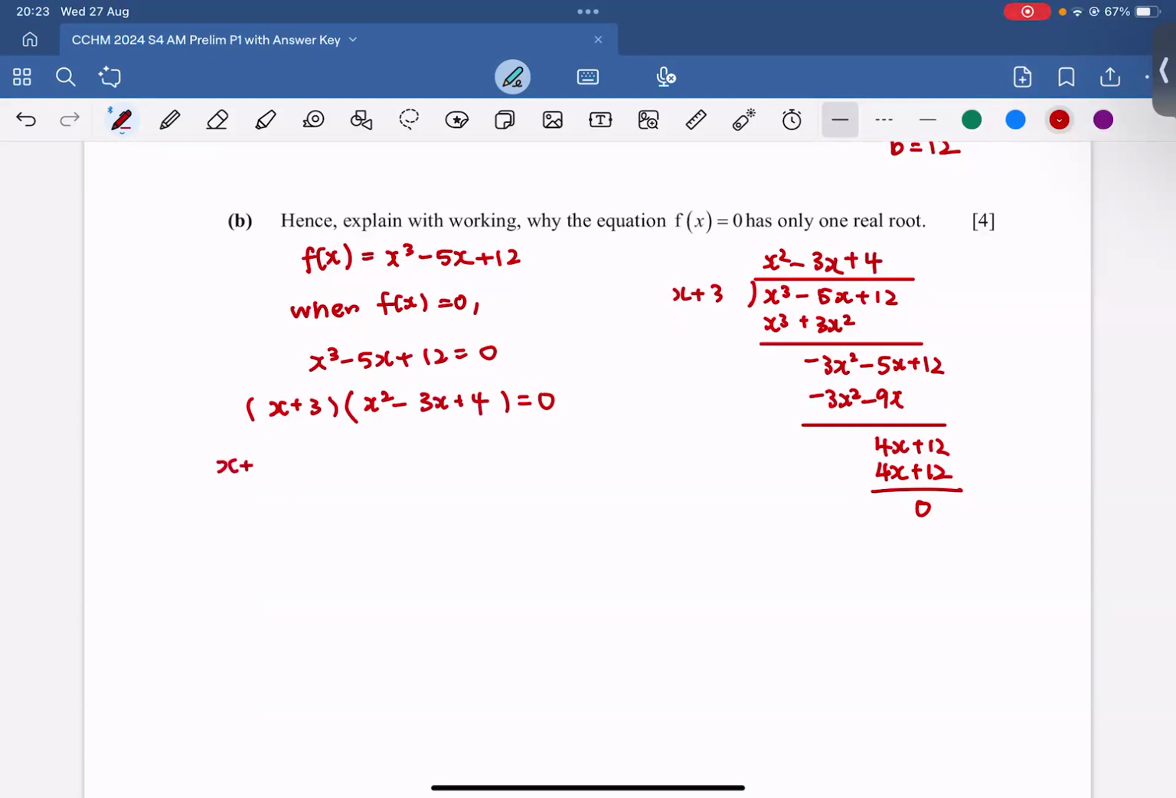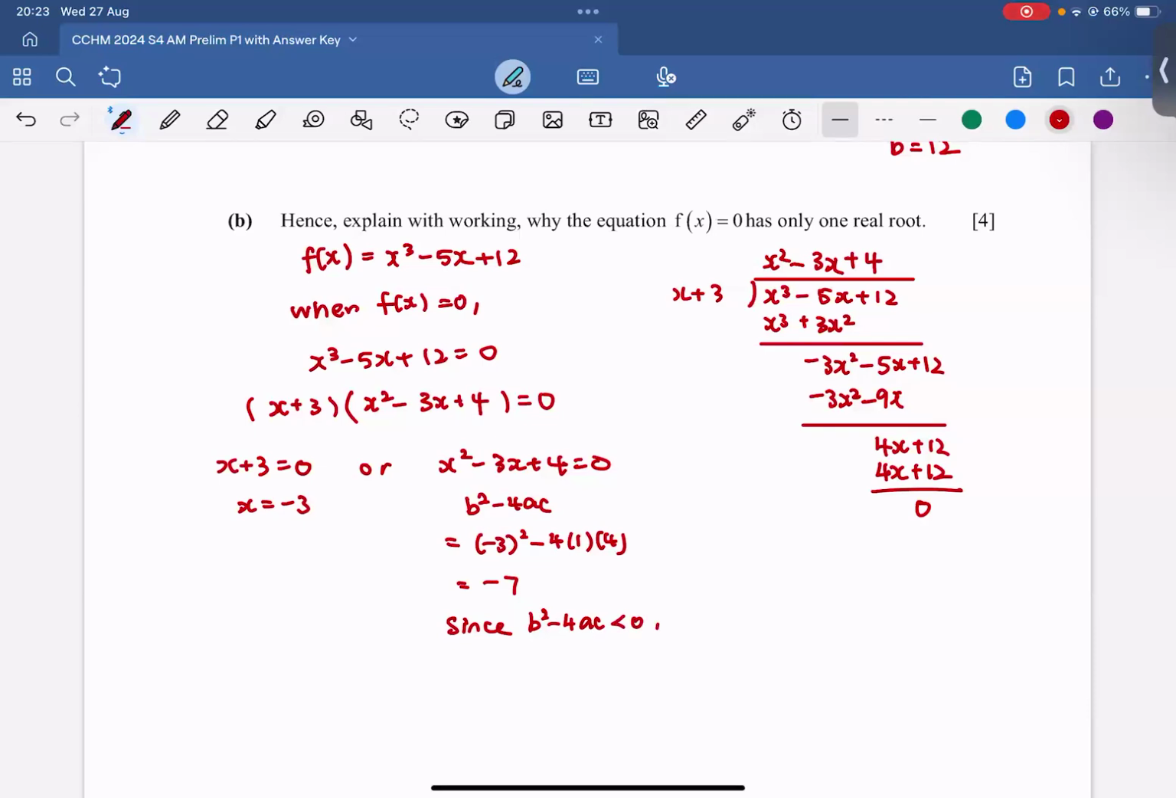Okay, now when we have something times something equals to 0, this equals 0 or this equals to 0. So x equals to minus 3. Over here, we just check the b square minus 4ac, which is equals to negative 3 square. And we will get negative 7. Then we explain, since b square minus 4ac is less than 0, there is no solution for x. Therefore, the only solution is x equals to minus 3.